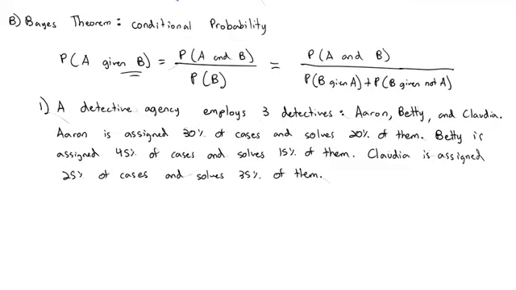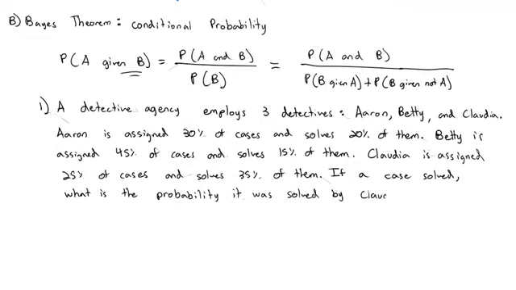So a lot of given information in there. If it's assigned to Claudia, she'll solve this percent. If it's assigned to Betty, she'll solve that percent. If it's assigned to Aaron, he'll solve that percent. Let's say a case is solved. If a case is solved, what is the probability it was solved by Claudia?